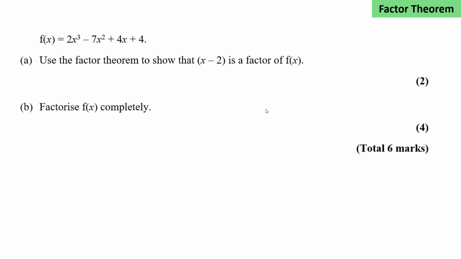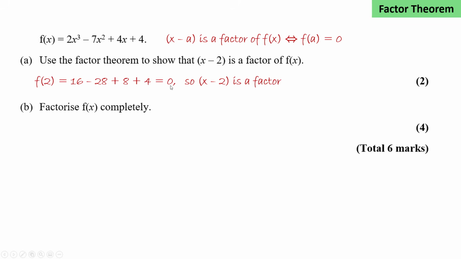We're going to look at a question on the factor theorem. We're asked to use the factor theorem to show that x minus 2 is a factor of f(x), where f(x) is 2x cubed minus 7x squared plus 4x plus 4. The factor theorem says that x minus a is a factor of f(x) if and only if f(a) equals 0. So we calculate in this case the value of f(2). We show that it's 0 and therefore x minus 2 is a factor. In the second part, we're asked to factorise f(x) completely.